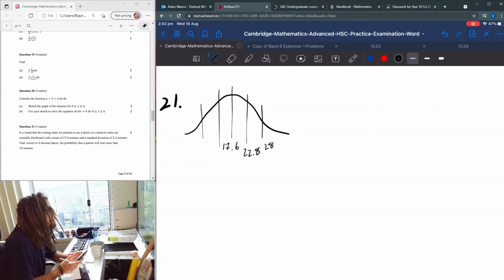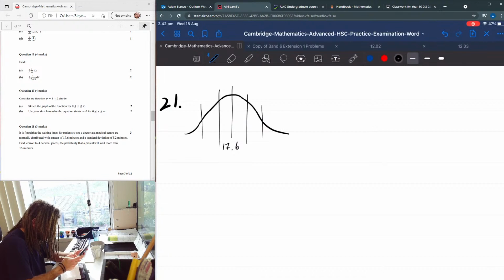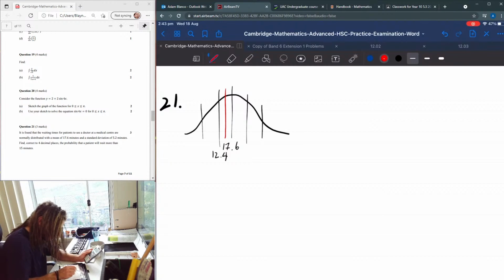What's my more than 15 minutes? Okay, so I don't actually care about these. They can go away. I care about these ones. So 17.6 minus 5.2. That's 12.4. Okay, so that means 15 sits in here somewhere. What's the bet it's right in the middle? Let me just work out the z score.